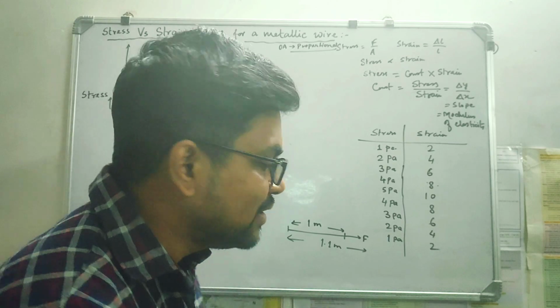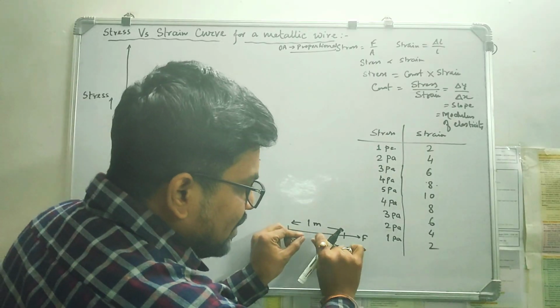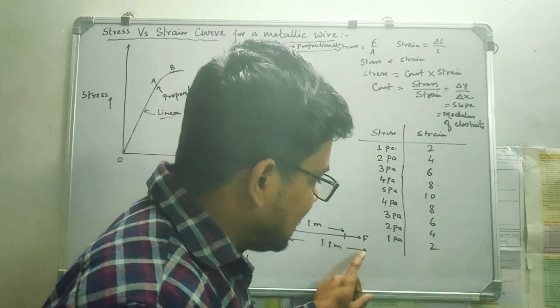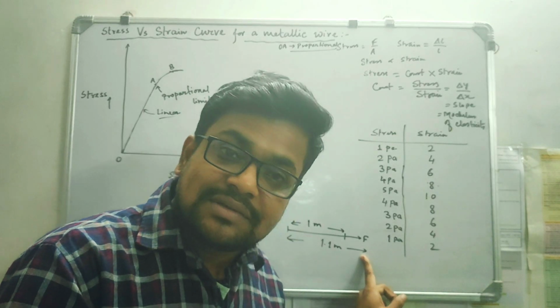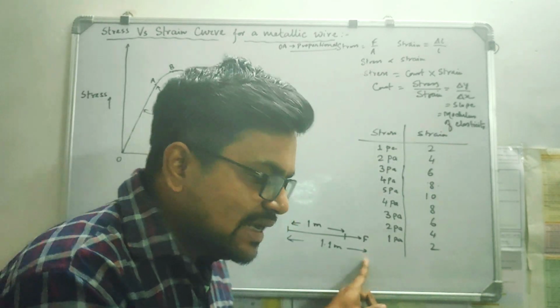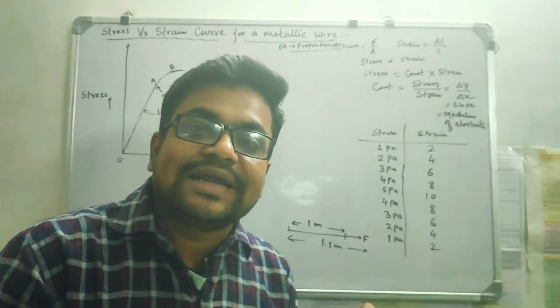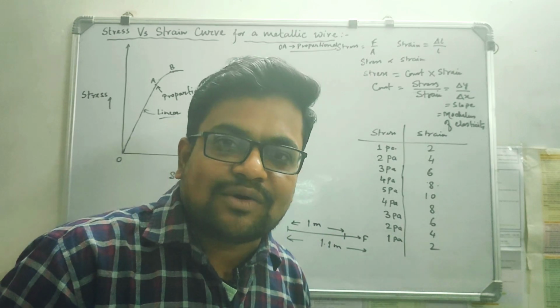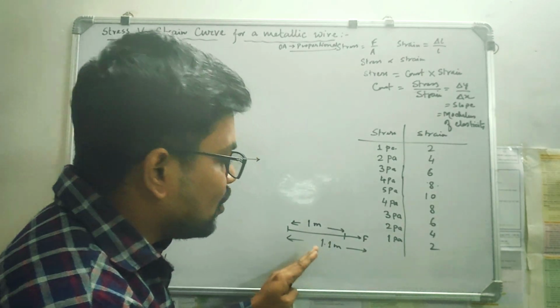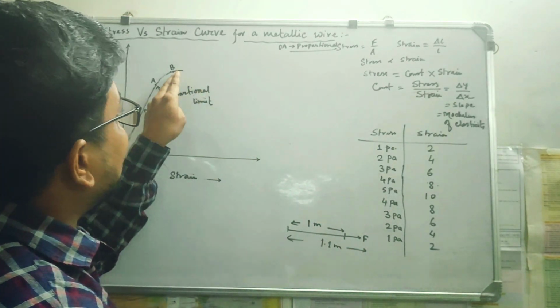What does elasticity mean? That means when we increase the length by applying force, and then remove the force, it will bounce back, or regain its original length and original shape. That is called elasticity, and this will be maintained up to point B.